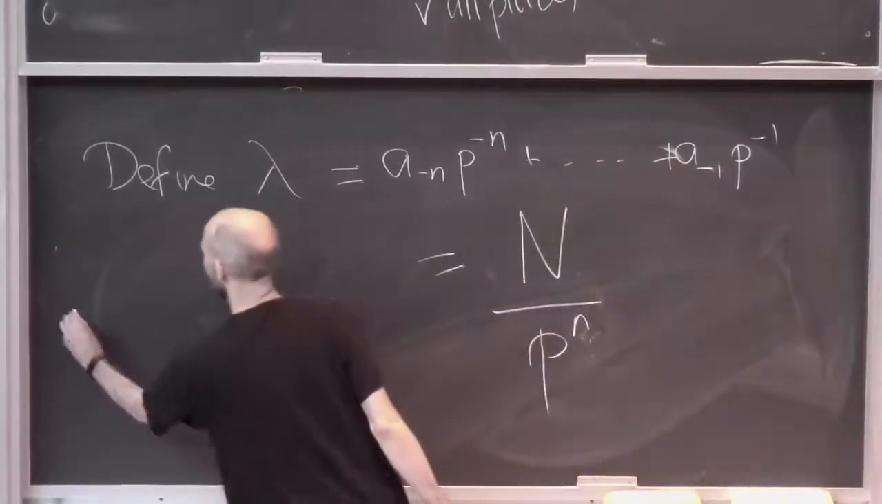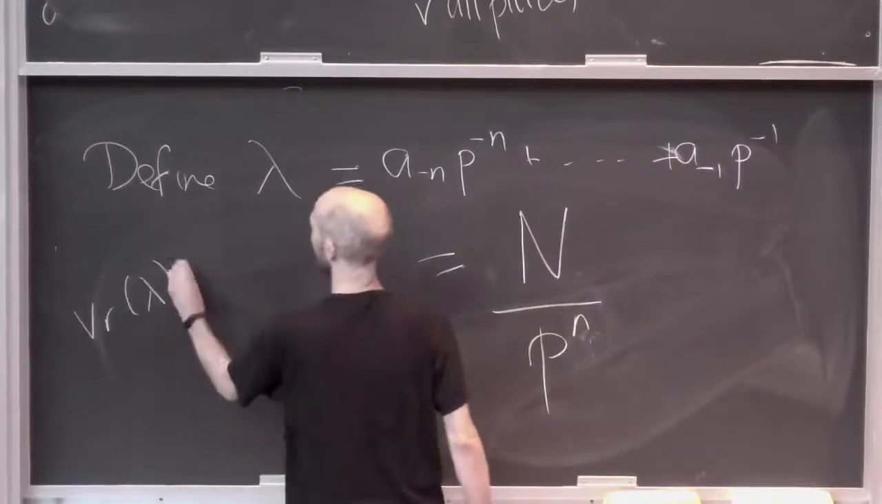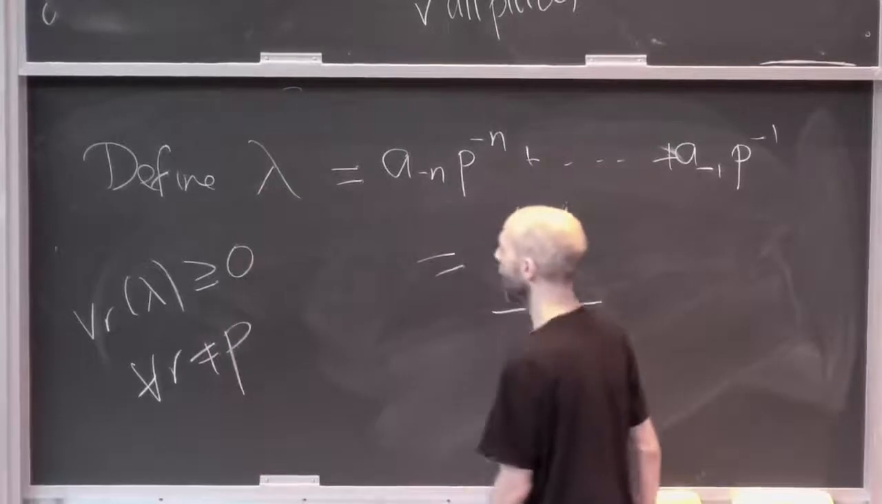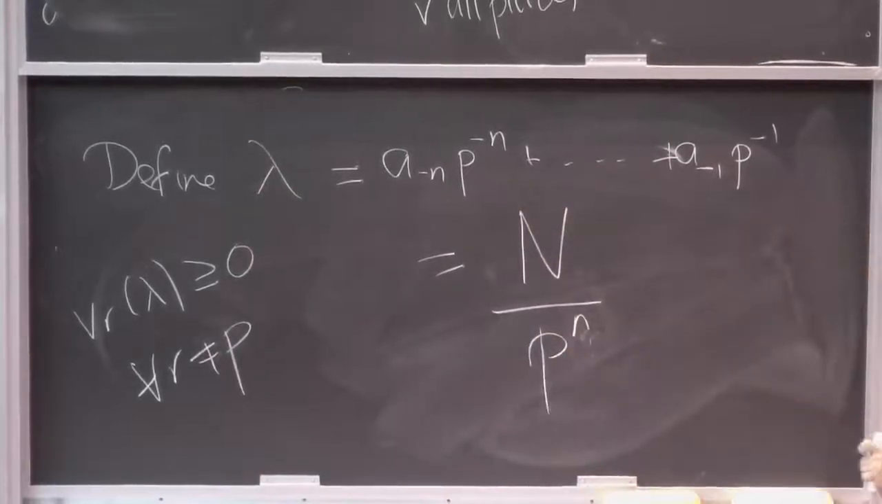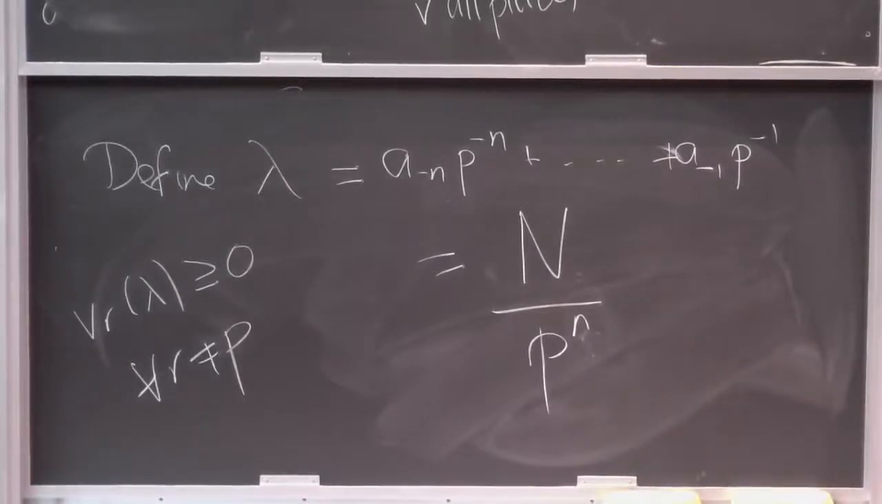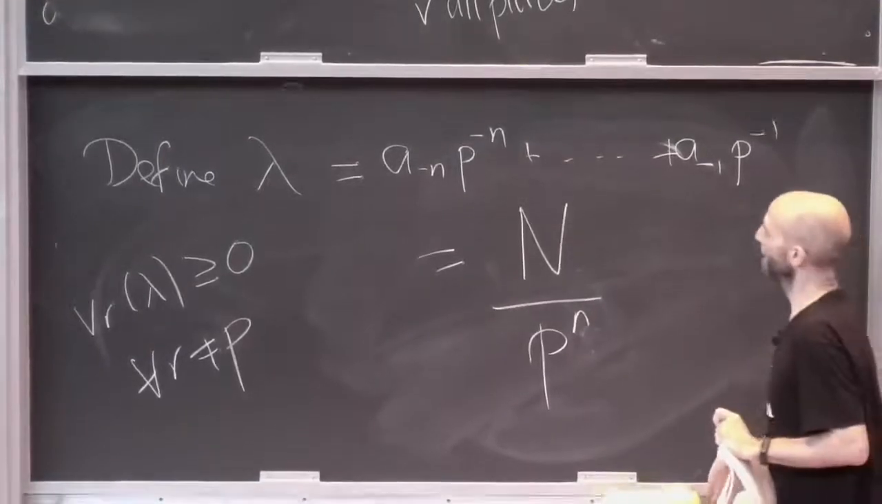So you see the r-adic valuation of lambda is going to be at least 0 for all r not p. The only problematic prime in lambda, the only thing stopping lambda from being an integer, is the fact that there's one prime p in the denominator. So if I look at x minus lambda, if x_r was in Z_r, then when I take away lambda, it's still going to be in Z_r, for r not p.